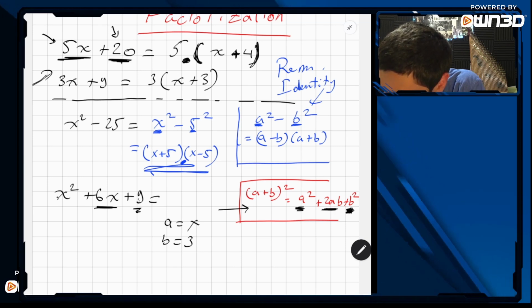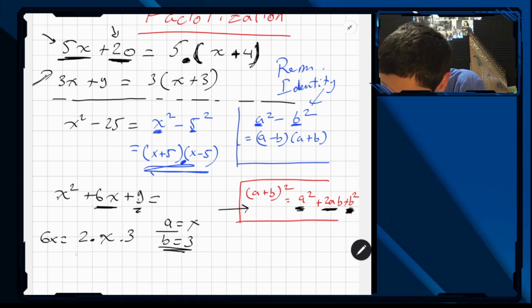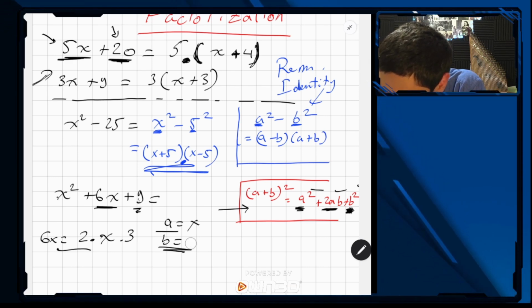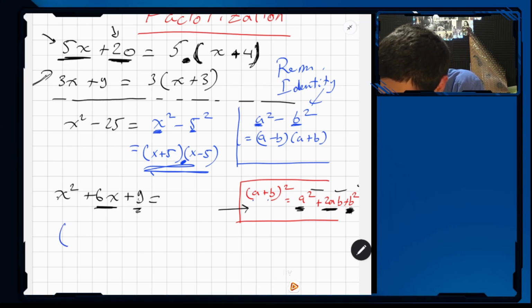Can I write 2 times something, 2 times A times B for these two here? Well, 6x is equal to, let's see, 2 times A, which is X, times B. This is 6x. So we have this done. It's the same one, right? So here I can simply copy. This is A plus B squared. What was B? B was 3, because B squared is 9 here if you look. So B was 3, and then what was A? A was X.